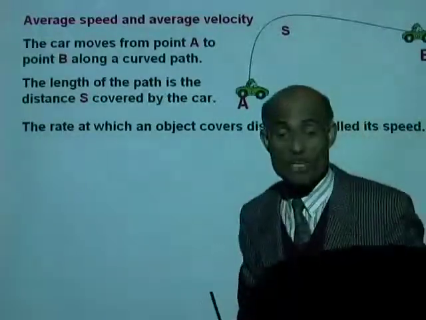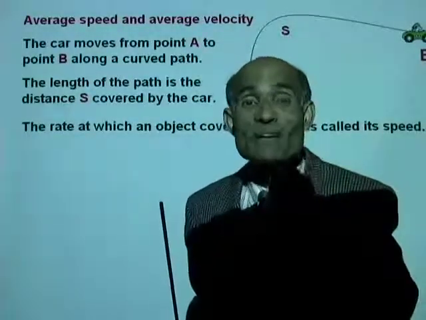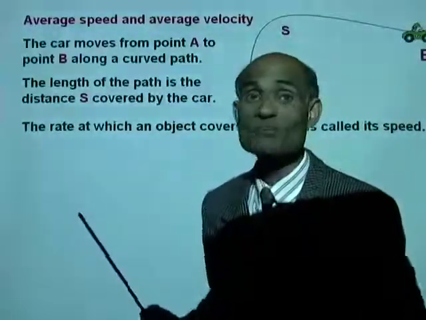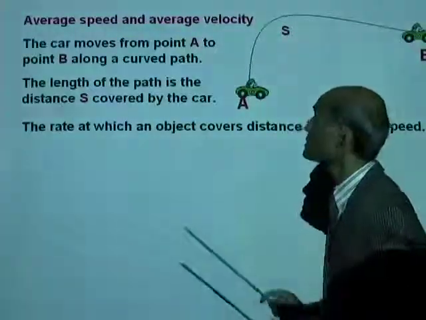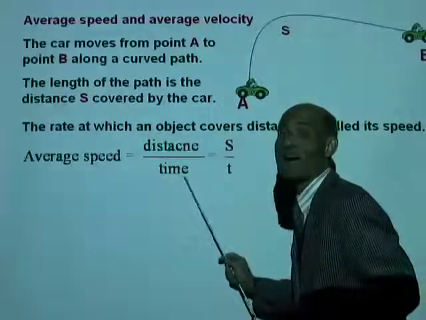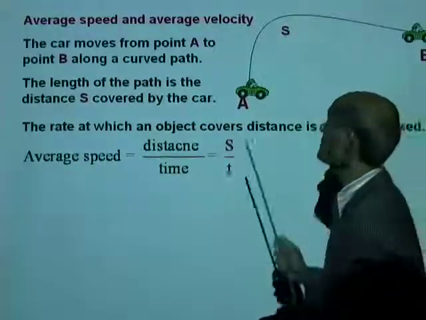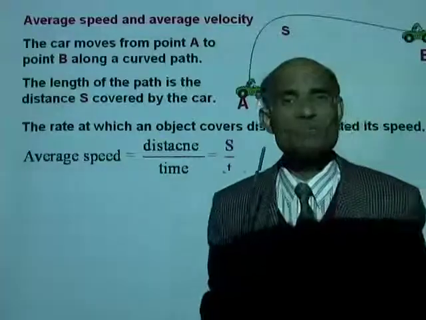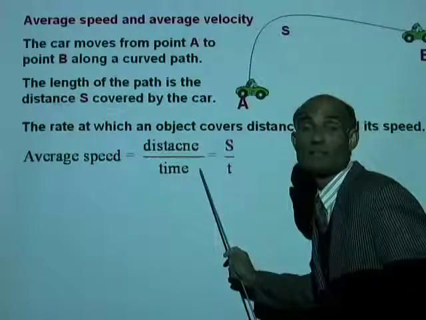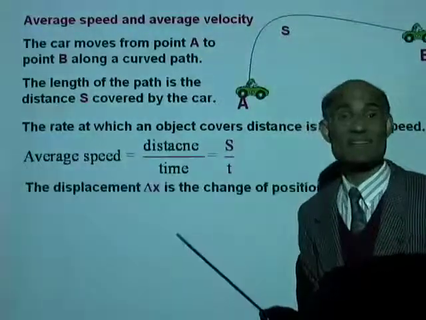Now, the rate at which an object covers a certain distance is called its speed. So speed is the rate of change of distance. In other words, average speed is distance covered divided by time, that is S divided by t, the time taken. What is the unit for measuring average speed? Distance is measured in meter, time is measured in second, so it is measured in meter per second.